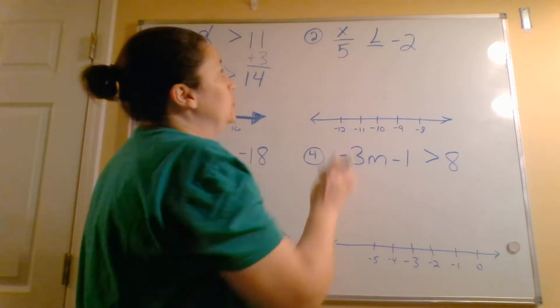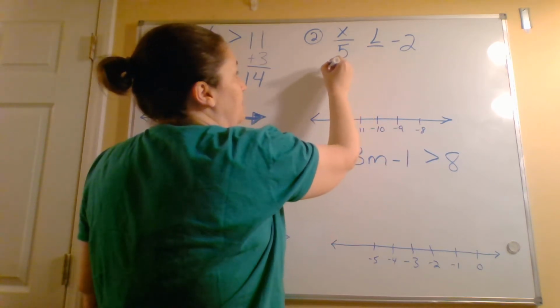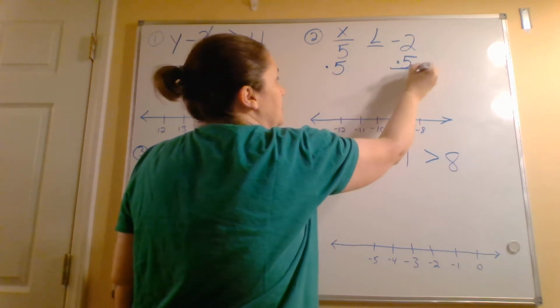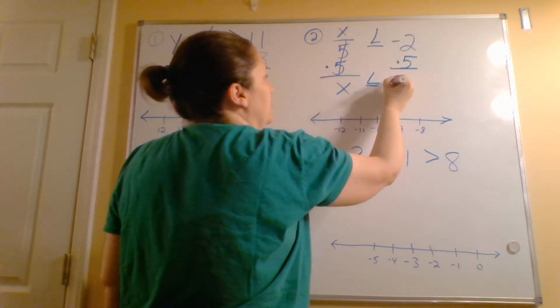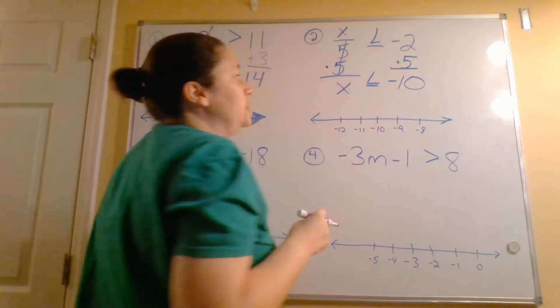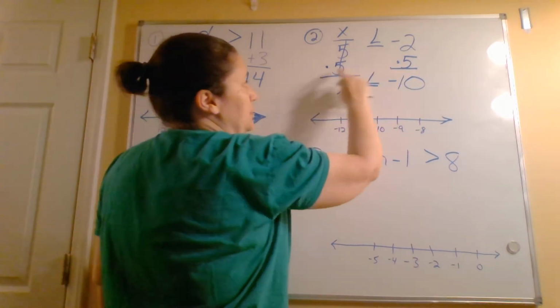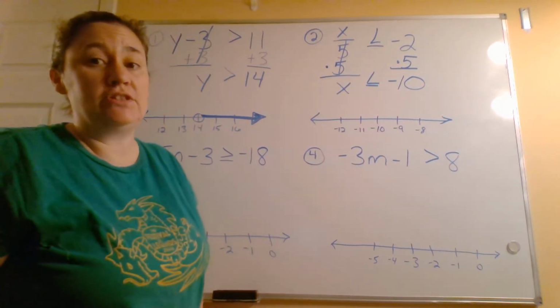For number 2, x over 5 is less than or equal to negative 2. X is being divided by 5, so I'm going to need to multiply both sides by 5. When I do that, I get x is less than or equal to negative 10. Note that I don't switch the sign on that one because I did not divide both sides by a negative number. My answer can be negative without having to switch the sign.